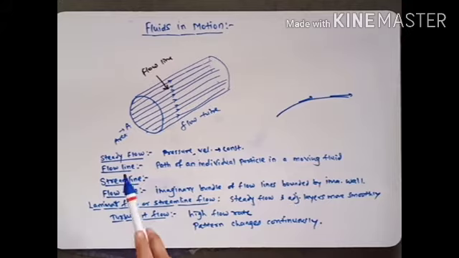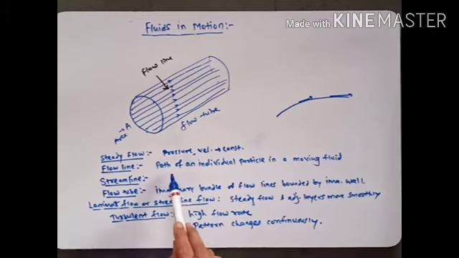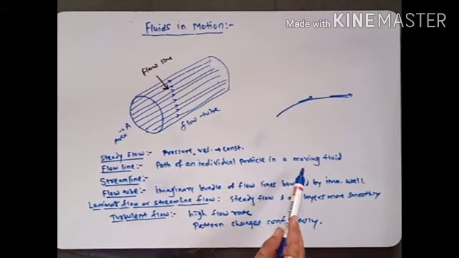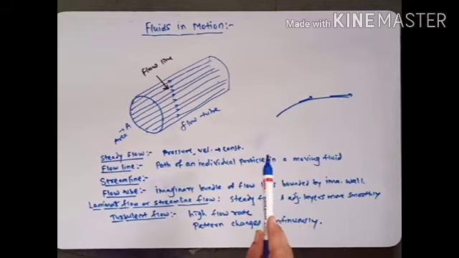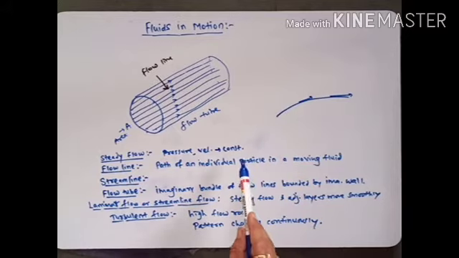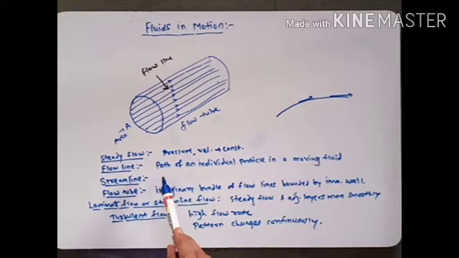I will explain again. Steady flow means pressure or velocity is constant at all points at all times. Flow line means the path of an individual particle in a moving fluid. Streamline is a curve whose tangent at any point in the fluid is in the direction of velocity. We call it a streamline.